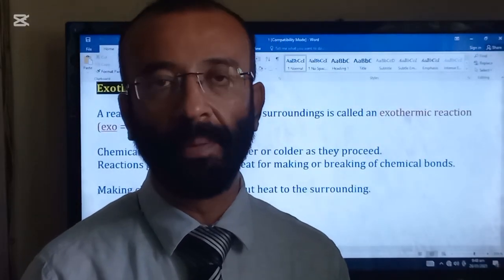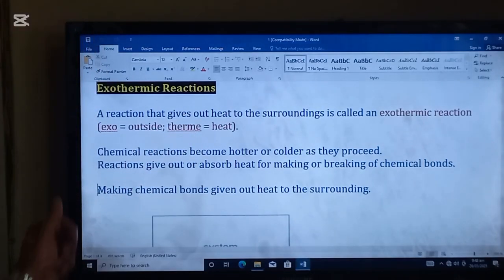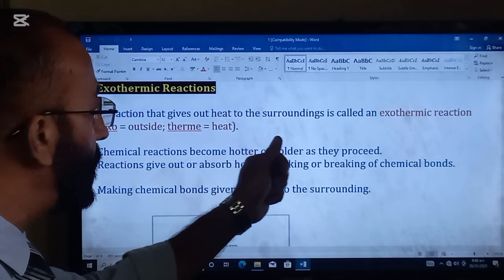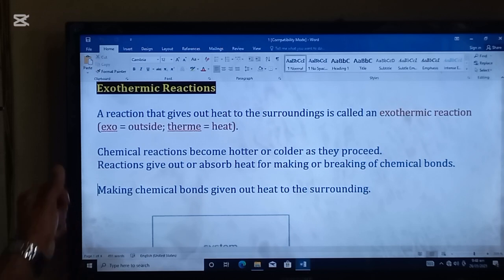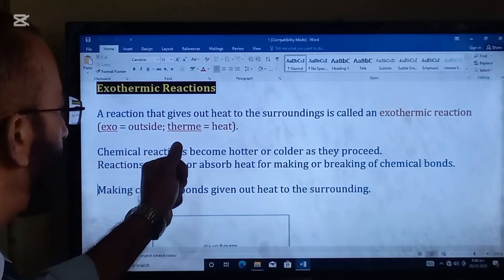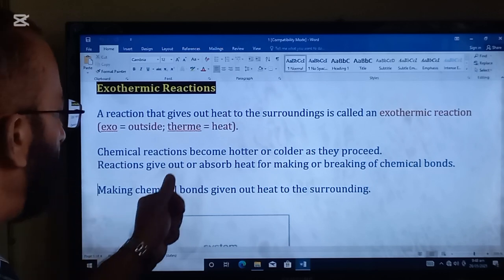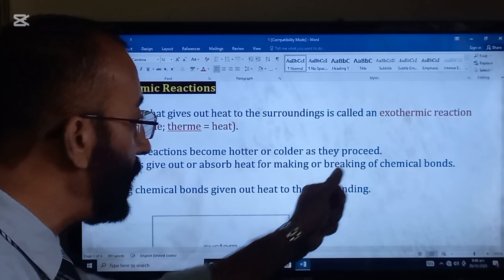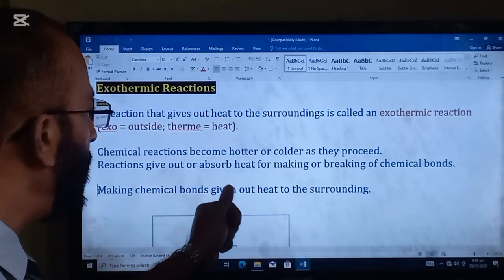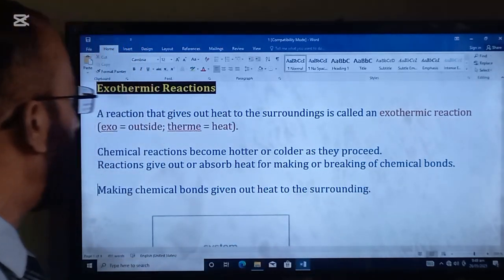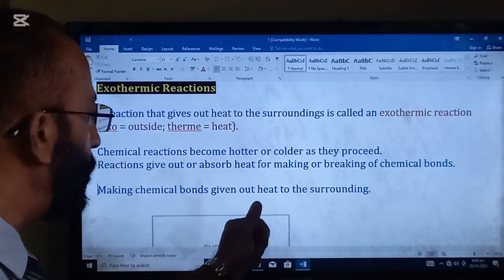The topic of energy changes is exothermic reactions. A reaction that gives out heat to the surroundings is called an exothermic reaction. Exo stands for outside and therm stands for heat. Chemical reactions become hotter or colder as they proceed. Reactions give out or absorb heat for making or breaking of the chemical bonds. Making chemical bonds gives out heat to the surroundings.